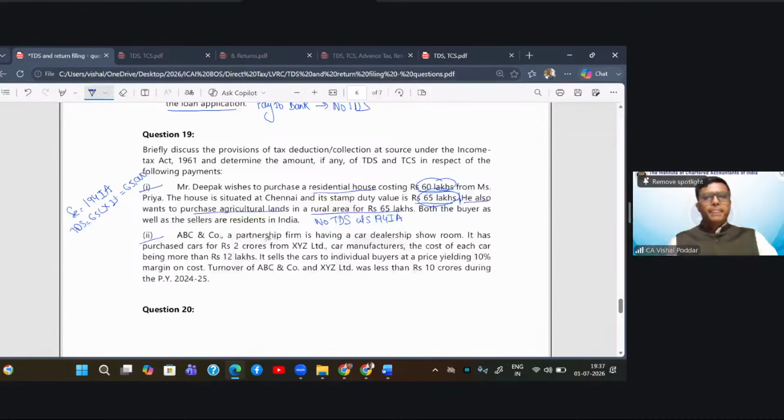Now, ABC and Co, a partnership firm, has a car dealer showroom. It purchased cars worth 2 crores from the manufacturer. The cost of each car is more than 12 lakhs, and it is also selling the cars to buyers, yielding a 10% margin on cost. So that will definitely also be more than the threshold limit, because if the car cost is 12 lakhs plus 10%, it will be more than the limit. I'm not mentioning the limit; let's see what you recall. The turnover of ABC and Co and XYZ is less than 10 crores. So students, applicability of TDS, TCS.